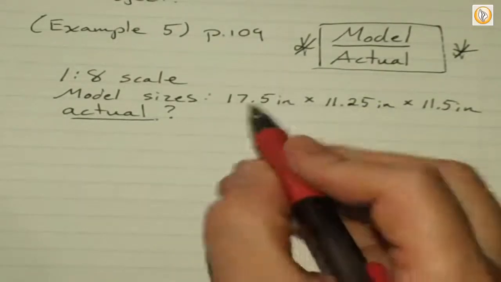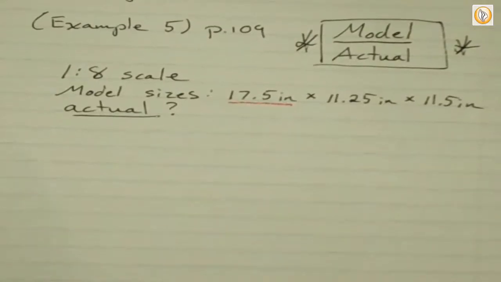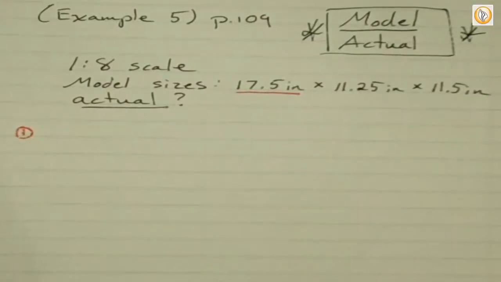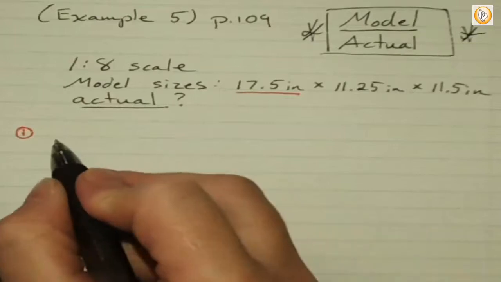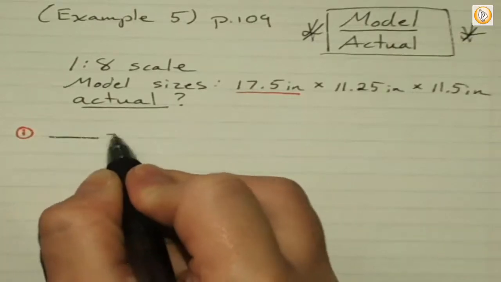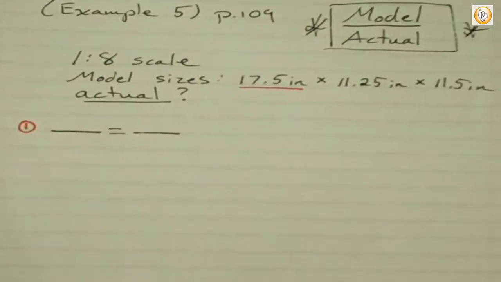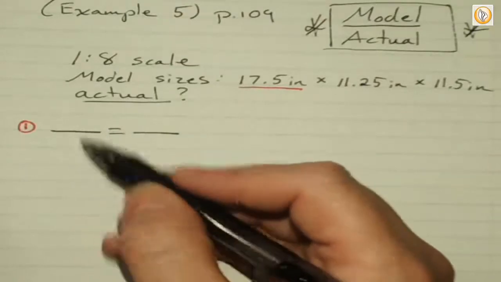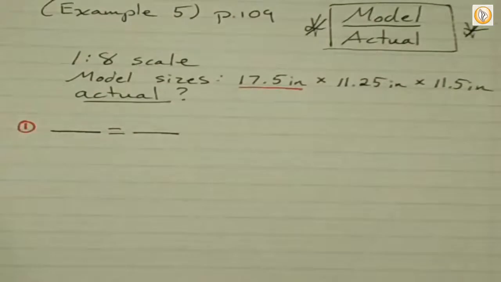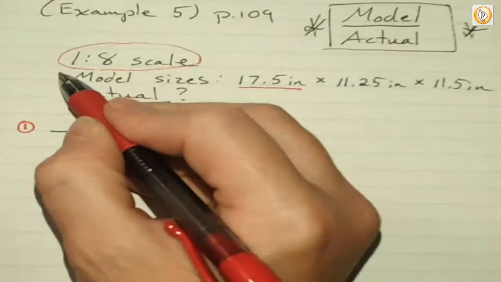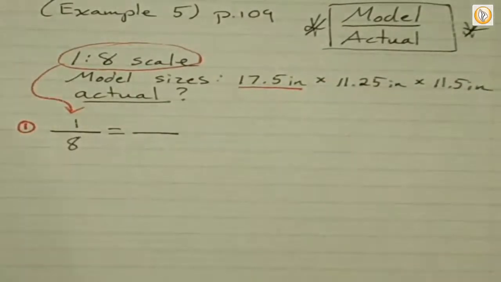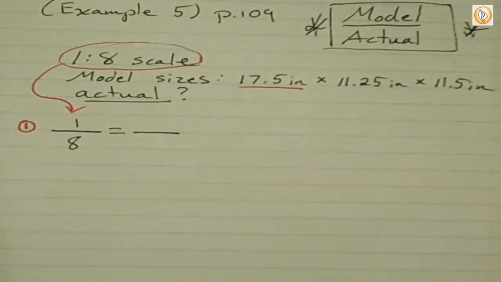So let's start with the first one. We're going to start with the first one and the model, and I'm going to call it number 1, the first size. Okay, boys and girls, we're setting it up as a proportion. Like Cecilia said, line equals line. Guess what goes in the first ratio? Anyone want to guess? Gabby? That's right. Your scale, boys and girls, goes into the first ratio. Just like that. The scale goes in the first one.